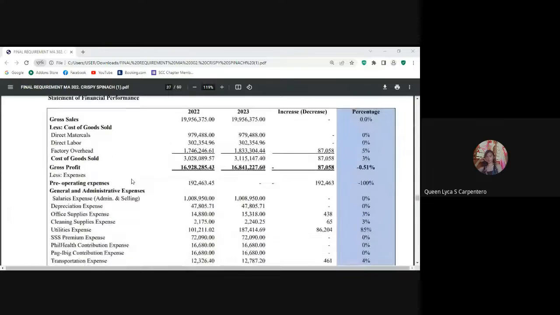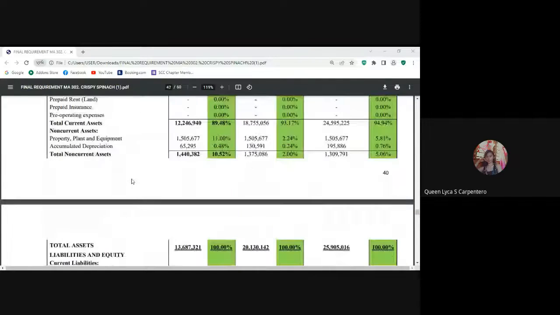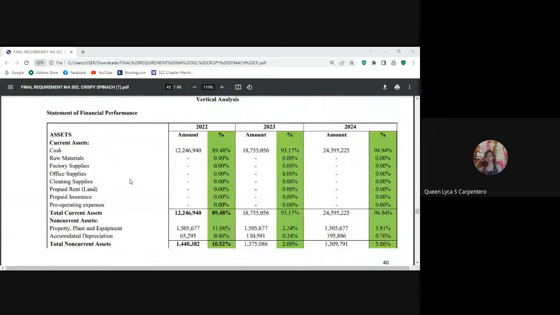Vertical, where are you? So diri sa vertical, 2022 to 2026. So the statement of financial position. The asset, current asset, so pareha ra sa gibasa atong una. Ang iyang amount lang diri, kalahi amount o ang percentage.